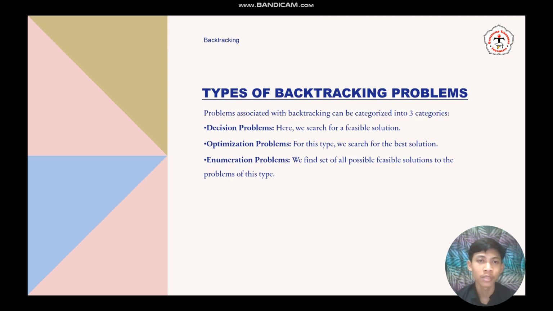Types of backtracking problems. Problems associated with backtracking can be categorized into three categories. First, decision problems. Here we search for a feasible solution. Second, optimization problems. For this type, we search for the best solution. And last, enumeration problems. We find the set of all possible feasible solutions to the problems of this type.